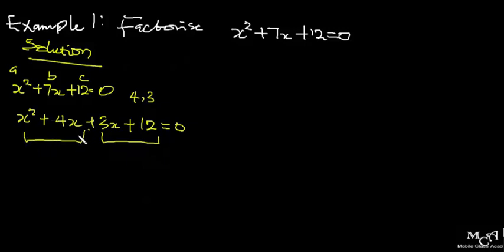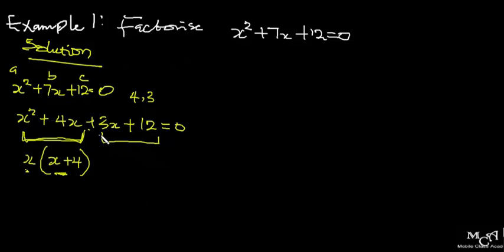So what's the common factor between x squared and 4x? It is x, so we put that one outside. We are left with x plus 4. Remember, if we multiply everything in this bracket with this x, it's going to give us what we have up here. Are you with me?